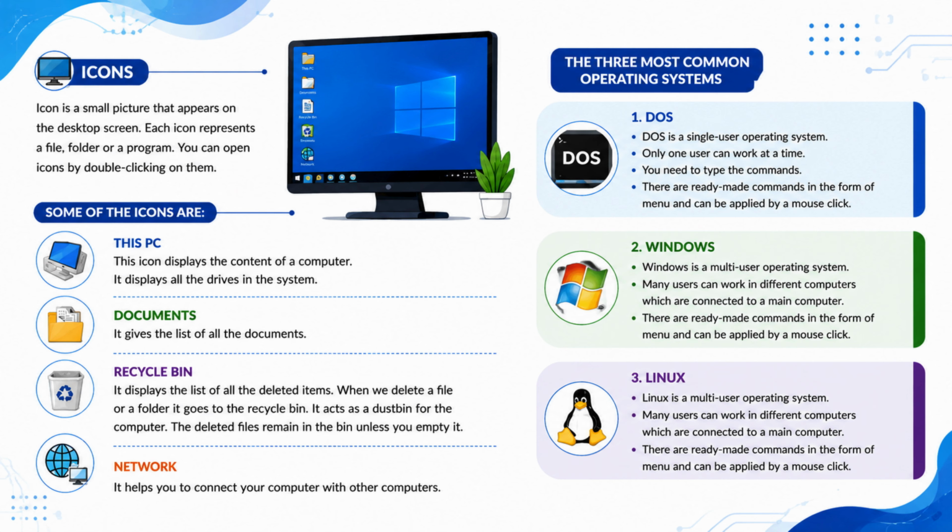An icon is a small picture that appears on the desktop screen. Each icon represents a file, folder, or a program. You can open an icon by double-clicking on it. Some of the icons we commonly use are This PC, Documents, Recycle Bin, and Network as well.